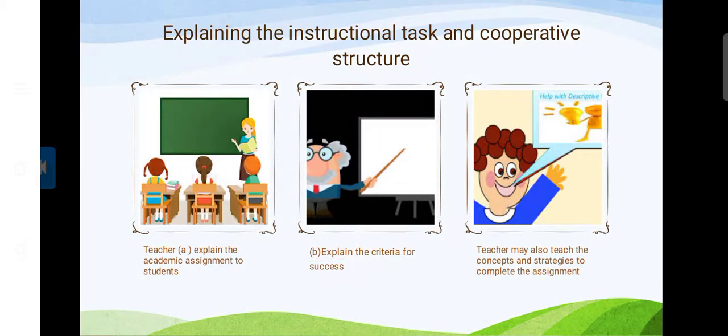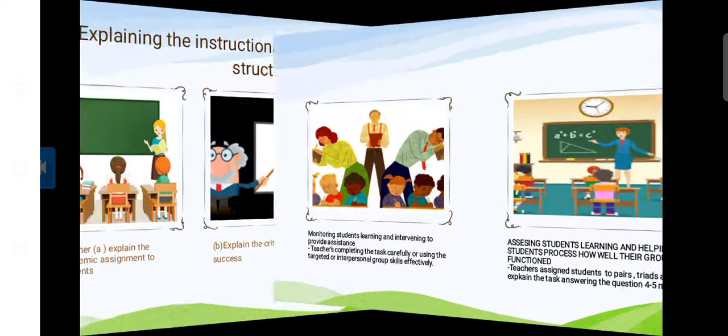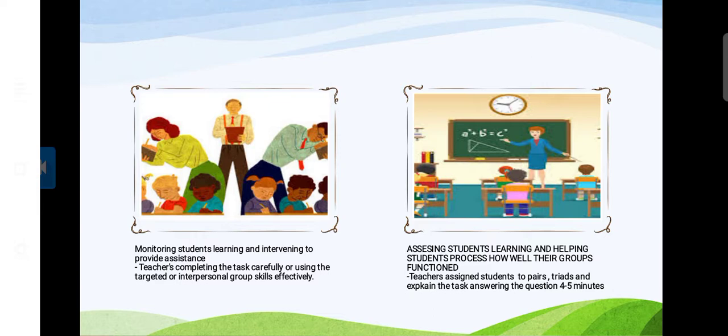Next is explaining the instructional task and cooperative structure. Meaning, the teacher will explain the academic assignment to students and explain the criteria for success. The teacher may also teach the concepts and strategies to complete the assignment. We also have monitoring students' learning and intervening to provide assistance. This means that teachers check whether students are completing the task carefully or using the targeted interpersonal and group skills effectively.